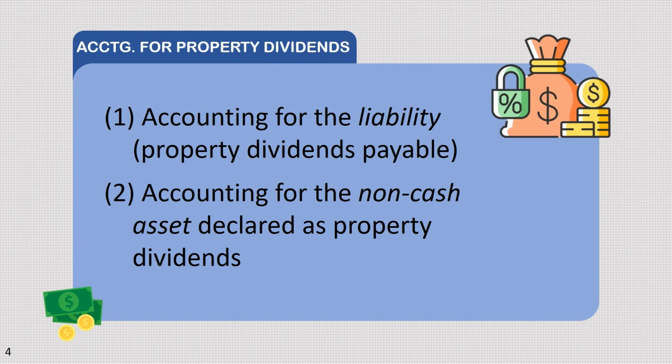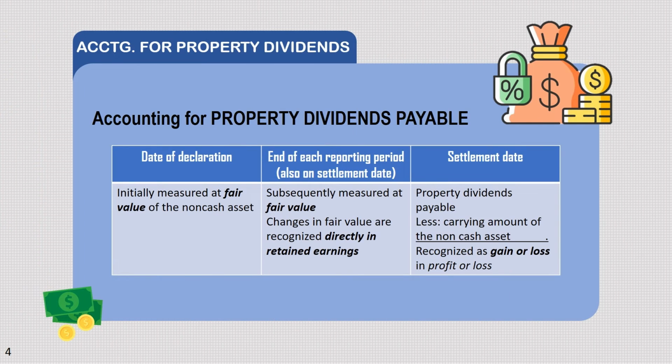Let us now move on to the accounting for property dividends. It involves two parts: first, accounting for the liability or property dividends payable; second, accounting for the non-cash asset declared as property dividend. Property dividends payable is accounted for as follows: A. Initially measured at the fair value of the non-cash assets at the date of declaration. B. Subsequently measured at fair value at the end of each reporting period and also on the settlement date. Changes in fair value are recognized directly in retained earnings. On settlement date, any difference between the property dividends payable and the carrying amount of the non-cash asset is recognized as gain or loss in profit or loss.